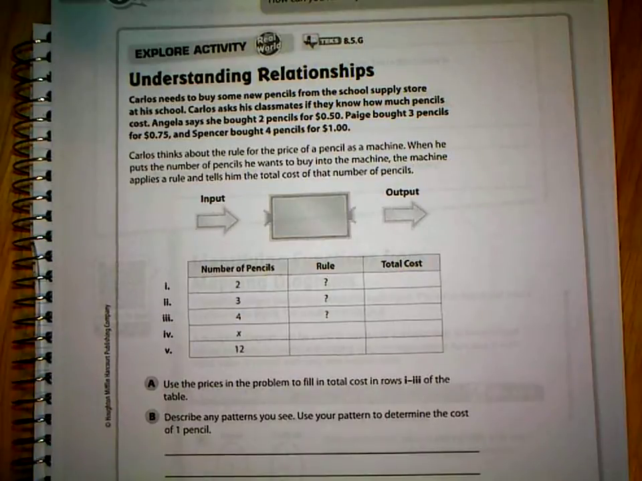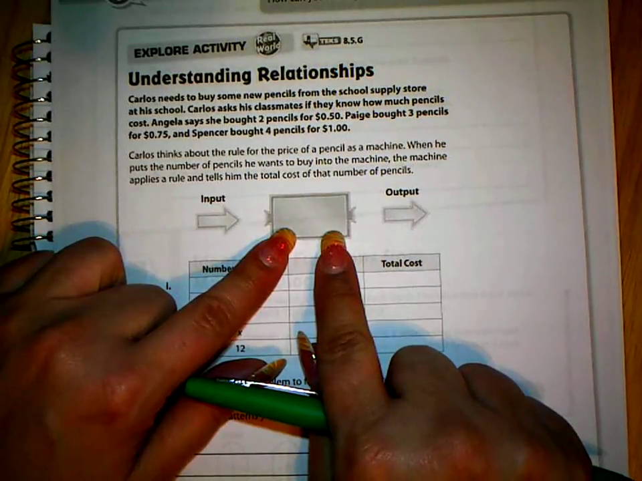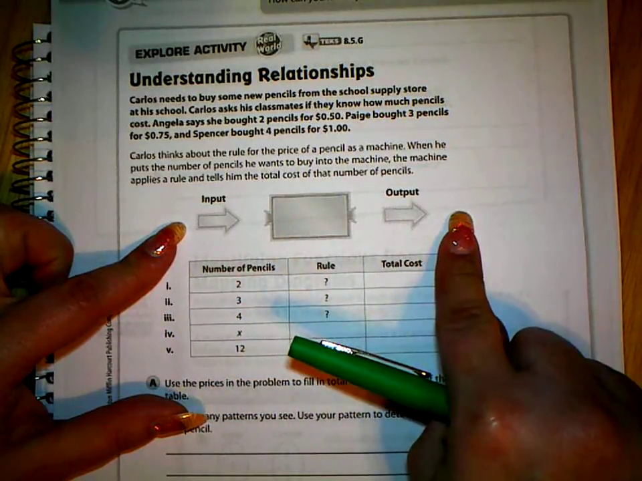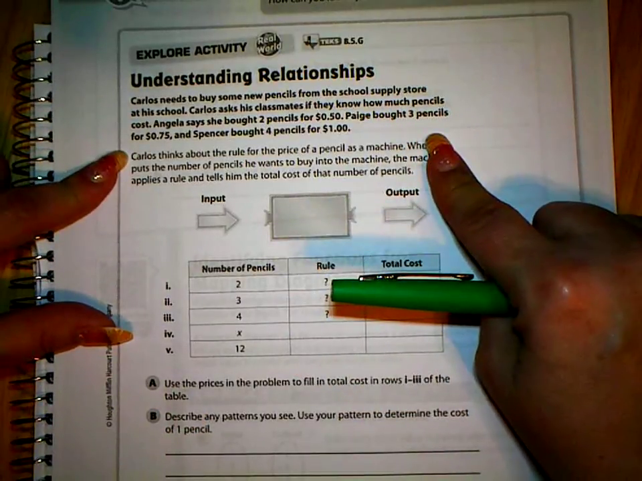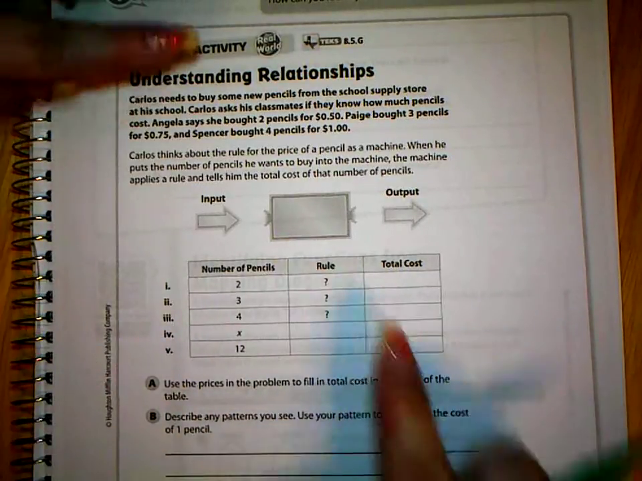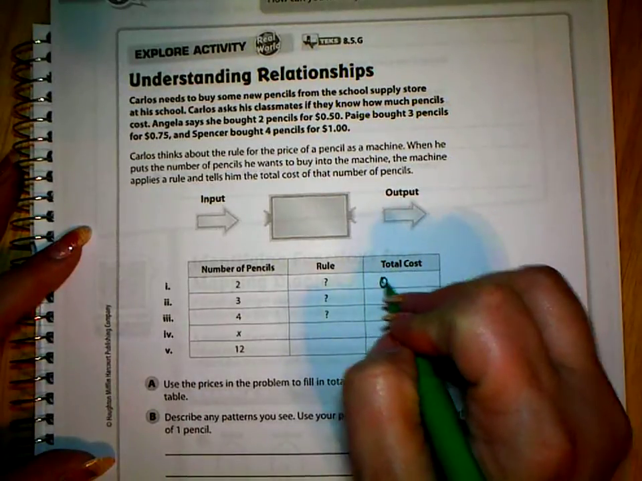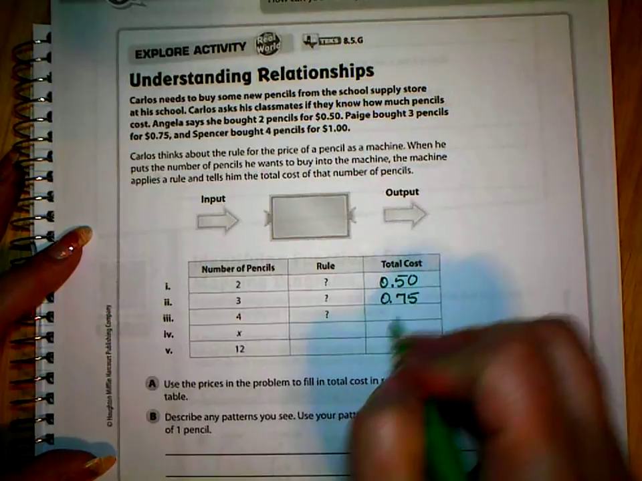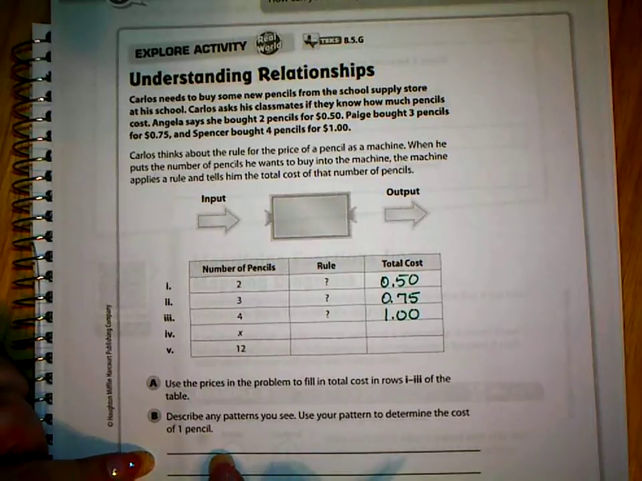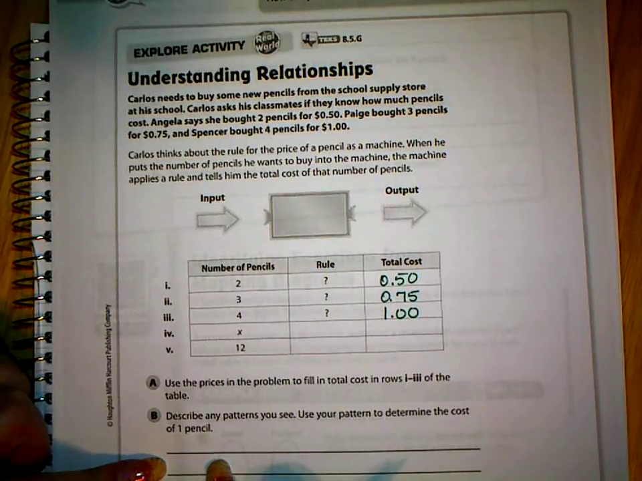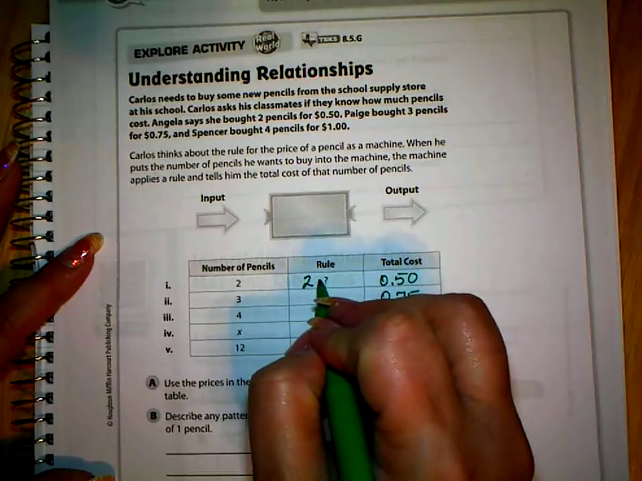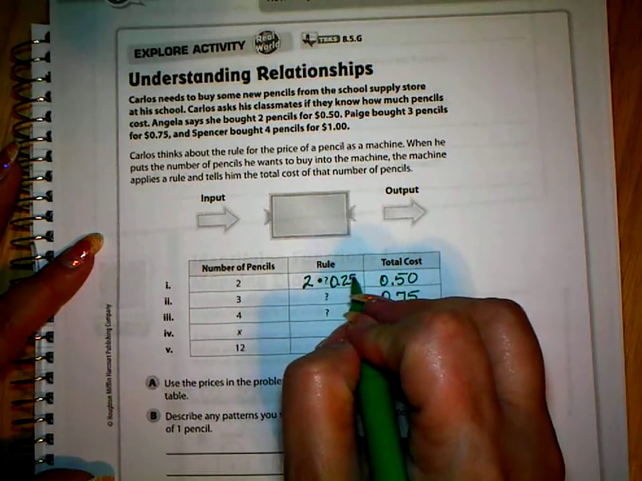We talked about this being a function machine, where we would put in the value of x, the machine would work on it, and we would get the value out. We have a sample problem here that took us through several steps, one of which was we took the information from the problem and we filled in the cost from the problem, and then we described any patterns that we saw. And one of the things that was mentioned in class was that each pencil cost 25 cents, and what we were doing is we were taking the number of pencils and multiplying it by a quarter, by 0.25.